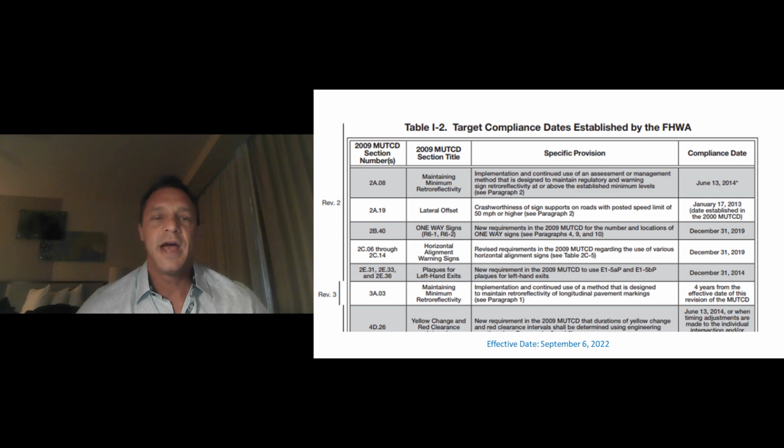So here's another important aspect. This comes right out of the MUTCD as well, and I'm looking at revision 3 towards the bottom of this slide showing a table of compliance dates. It says here that agencies have 4 years from the effective date of this revision of the MUTCD. The effective date of the revision is 30 days after it was published, so that becomes September 6th, 2022. Essentially, agencies have until September 6th, 2026 to implement a method designed to maintain pavement marking retroreflectivity level at 50, or if they choose, at 100 for high-speed roadways.